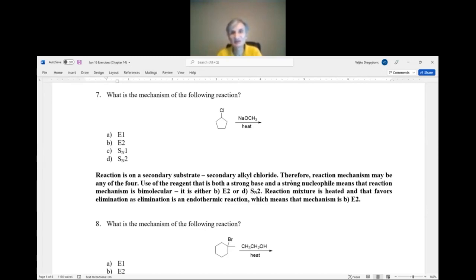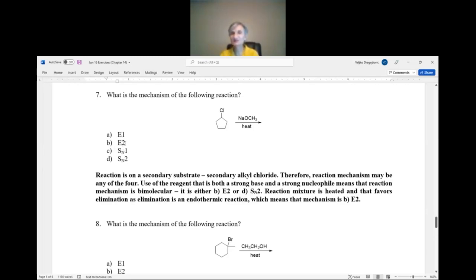So what is the mechanism of this reaction? So first, when you look at the substrate, which is the first thing you're looking at, it's secondary. So it could be anything. Because if it's primary, it has to be SN2. If it's tertiary, it could be E1, E2, or SN1.